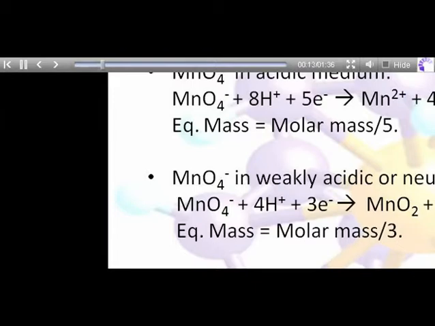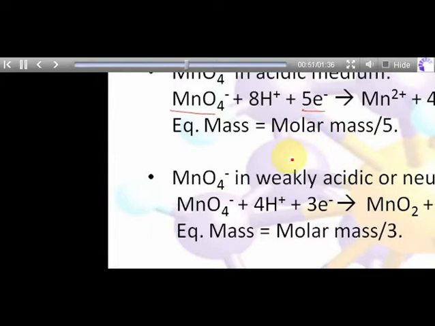Potassium permanganate, KMnO4, acts as an oxidizing agent in different manners depending upon the medium of the reaction. In acidic medium, the reaction can be written as MnO4 minus plus 8H plus plus 5 electrons gives Mn2 plus plus 4 H2O. As you can see, 1 mole of potassium permanganate reacts with 5 moles of electrons. So, the equivalent mass of potassium permanganate will be equal to its molar mass divided by 5.